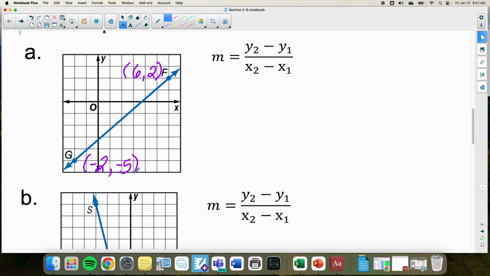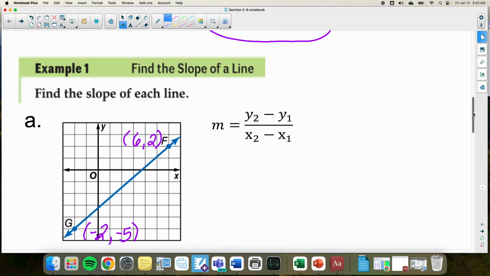I do know some of you can find slope from a graph, but the standard for this is they want you to take the 2 points and use the slope formula. So which one you write first does not matter. Okay, so let's say 6, 2 and -2, -5.